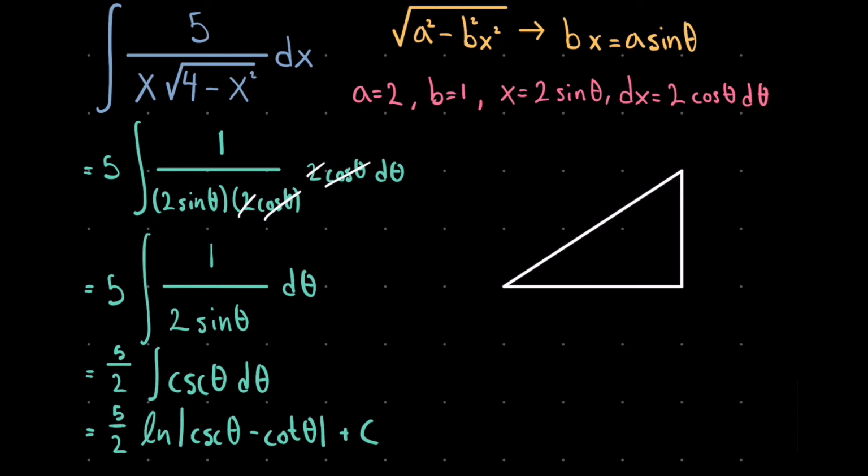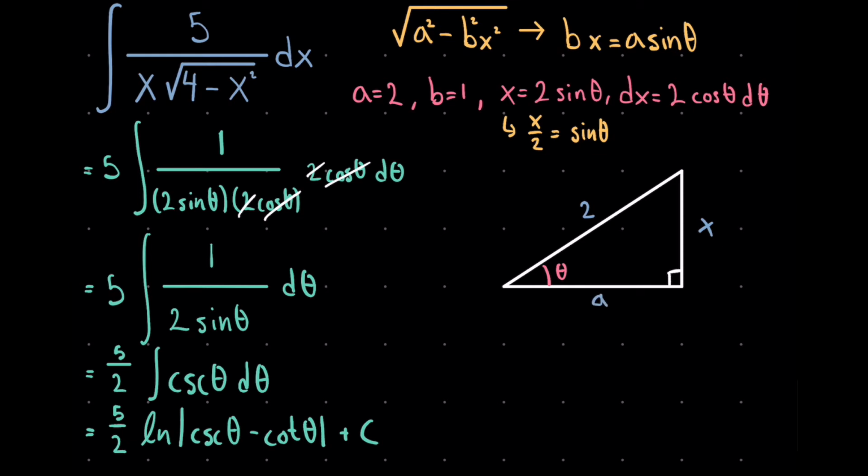So we're going to draw a right angle triangle, and we're going to call this angle theta. We know that x over 2 is equal to sine theta, and that's just by rearranging. And by SOHCAHTOA, we know that sine of an angle is equal to the opposite over the hypotenuse. So the sine of theta is equal to the opposite, which is this side, over the hypotenuse, this side. So we could say that this side here is equal to x, and this side here is equal to 2. And let's just call this side here, the adjacent, a.